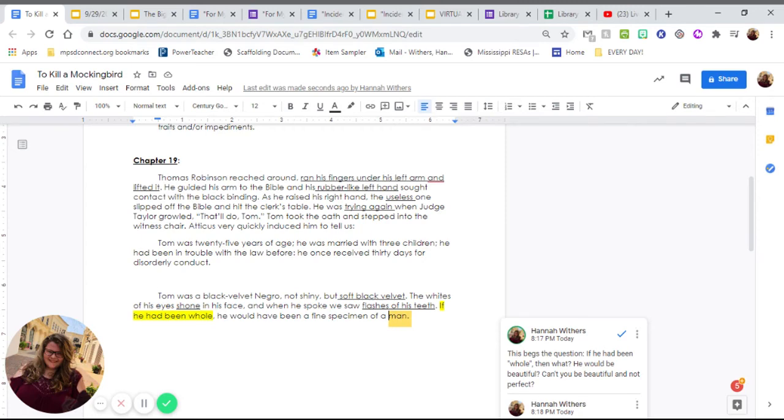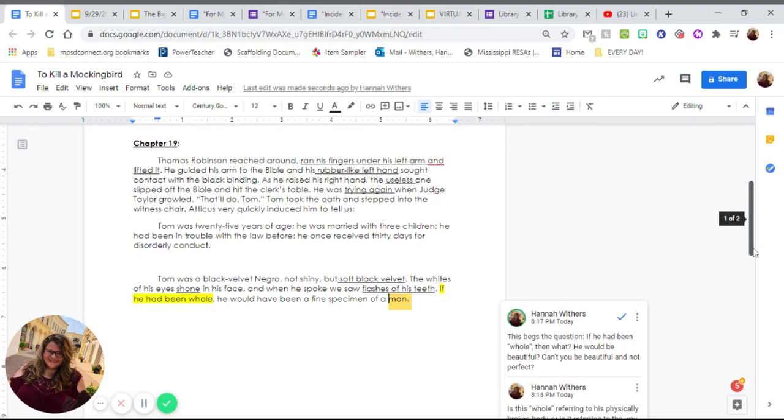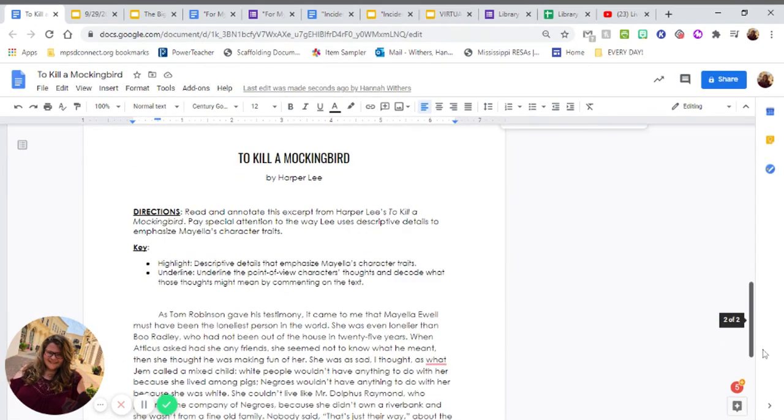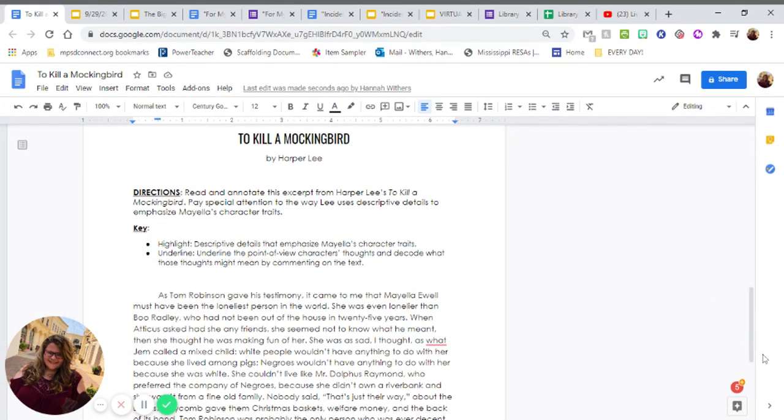So, excuse me, y'all. As you read your excerpt, this is the kind of exercise you're going to do. You are reading from the same chapter, from chapter 19. You are searching for character traits in Mayella. So Mayella is the girl that makes the accusation against Tom. And so you'll be reading, searching for character traits about her. But I need you to pay attention to your directions because they're a little bit different.